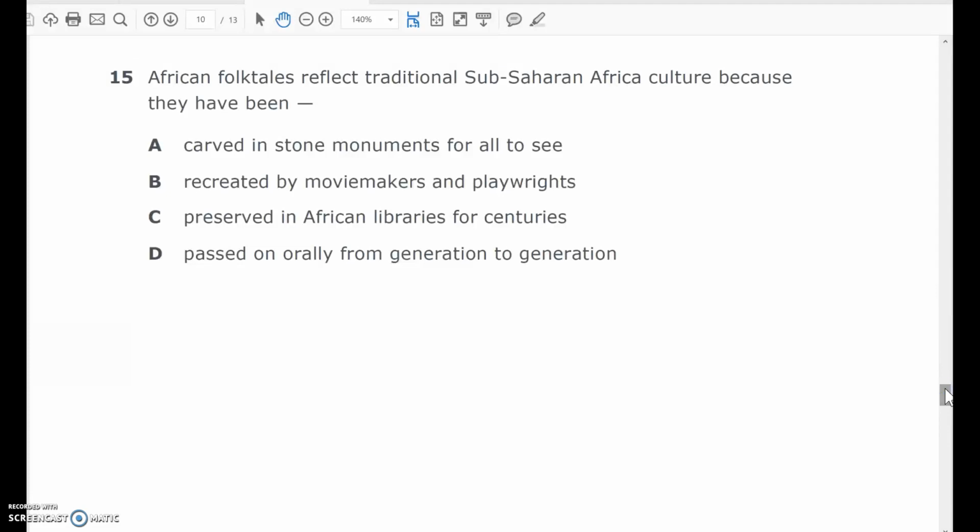Number 15. African folktales reflect traditional Sub-Saharan Africa culture because they have been A. carved in stone monuments for all to see, B. recreated by movie makers and playwrights, C. preserved in African libraries for centuries, or D. passed on orally from generation to generation.